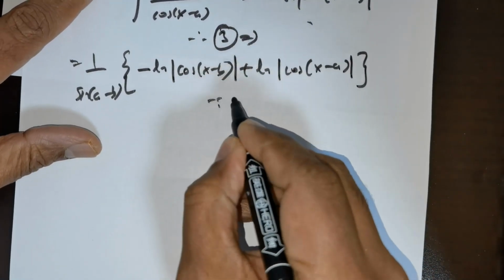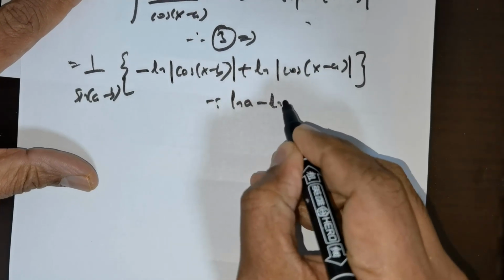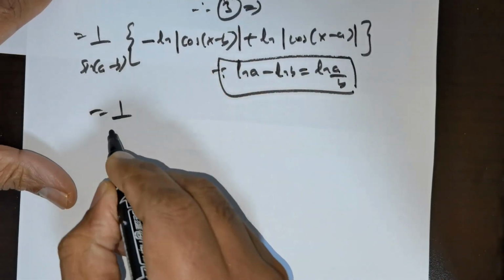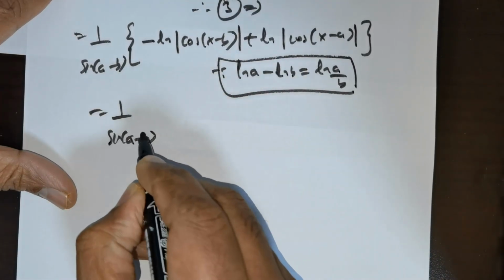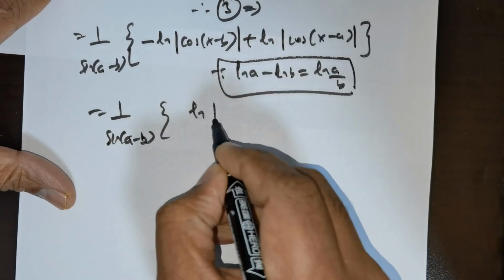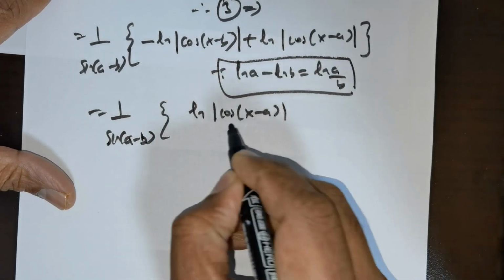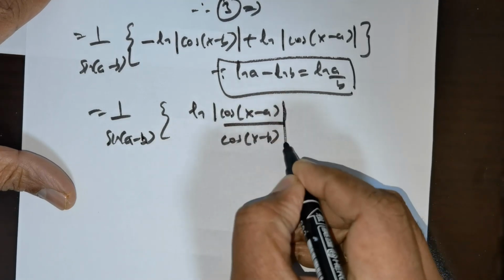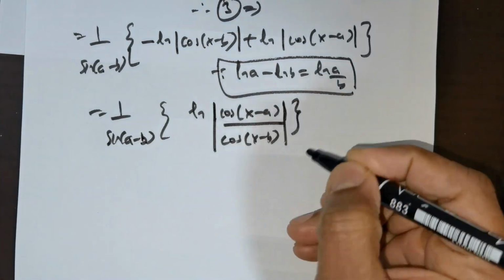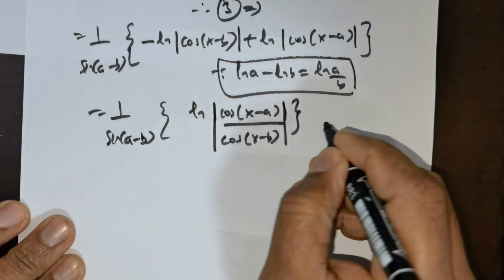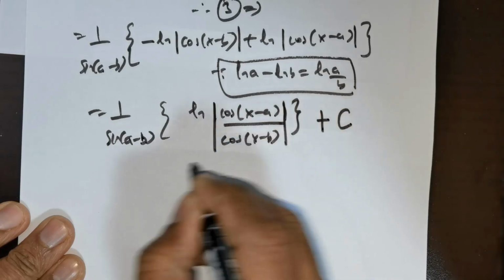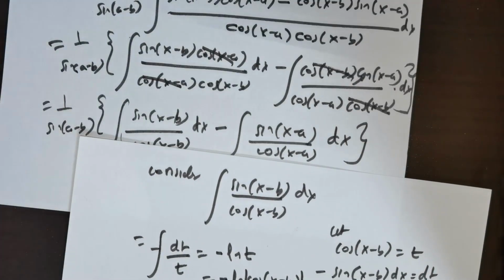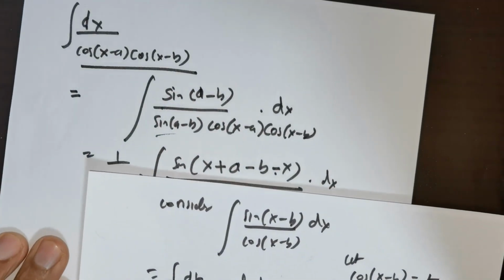So this is similar to ln a − ln b, which is equal to ln of a over b. If I utilize that, this is going to be 1 over sine of (a − b) times ln modulus of cos(x − a) divided by cos(x − b). So the modulus sign is actually covering all this. Now we have completed the result. So place the arbitrary constant c, and that is the solution for this question. This is a lovely question. We will move on to the next one.